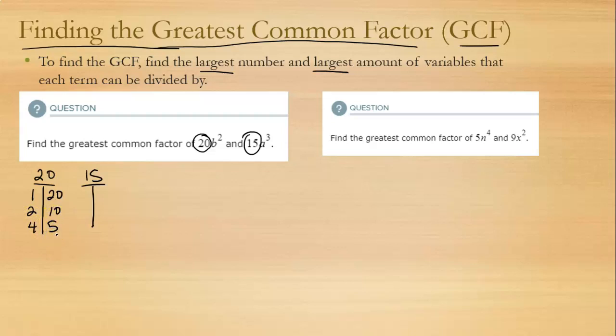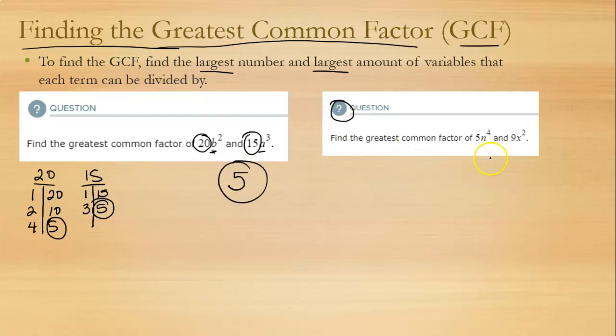And I know I'm done because I've now reached 5. So if I went up, I would just be going up the other side. 6 would not work, 7 would not work, 8 would not work, 9 would not work, but 10 would work. But we've already got those. So now let's do 15. 1 and 15. 2 does not work. 3 does. 3 times 5. 4 does not work, and we've already got 5, so we're done. We're looking for the largest number that 15 and 20 can both be divided by, and that's 5. These don't share any letters in common at all, so the largest number that 20b squared and 15a to the third can be divided by is just 5.